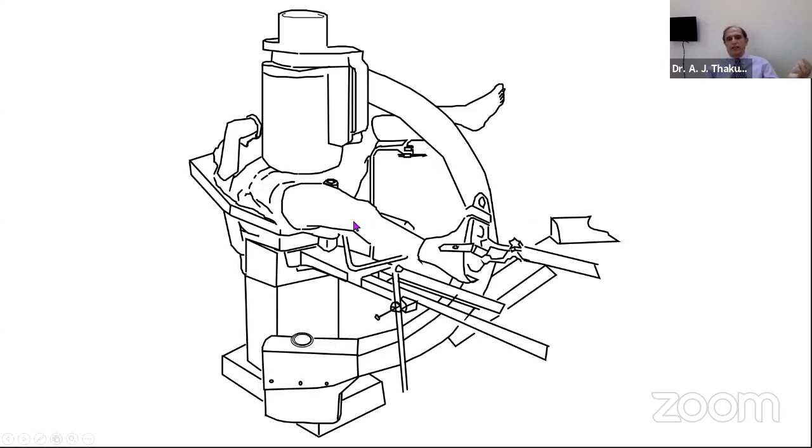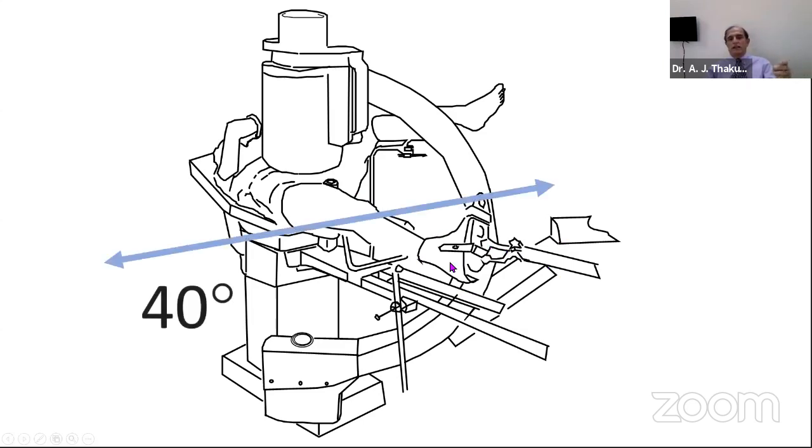You have reduced the fracture and put him on the traction, draped it, and then you take the first X-ray. This is the position for which you will take the AP X-ray. But before that, what you have to do is to shift this in such a way that the machine is at 40 degrees to the long axis of the body. Patient is in this axis, you have to shift this machine that side so that it is at 40 degrees like this. The next diagram will make it easier.